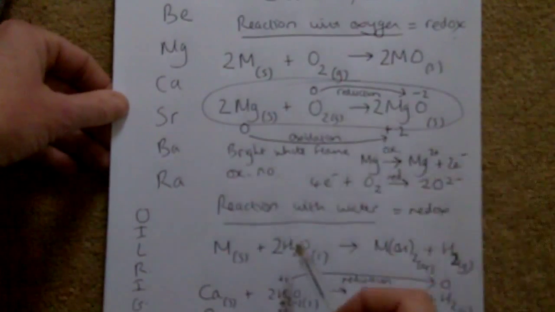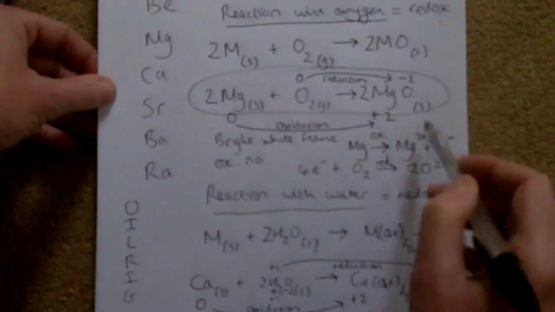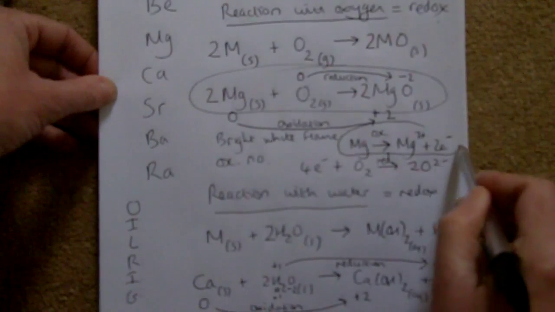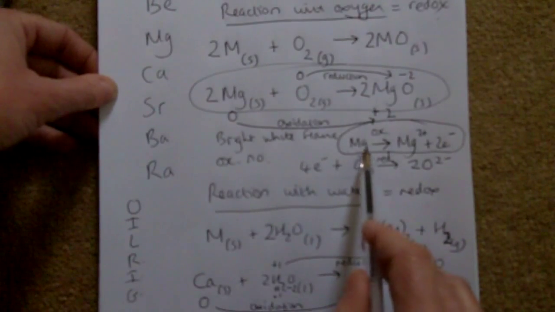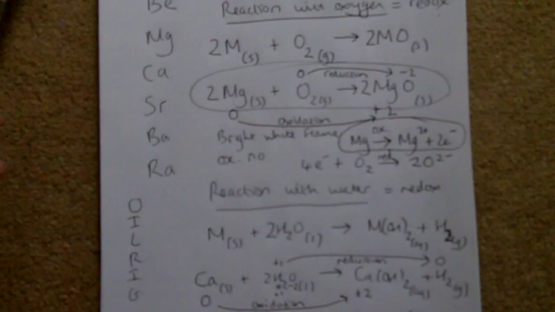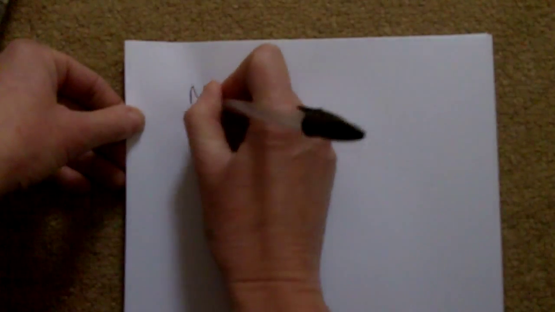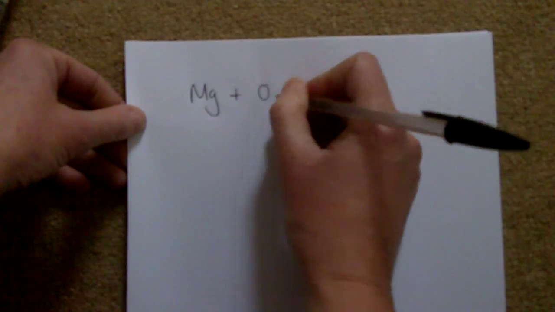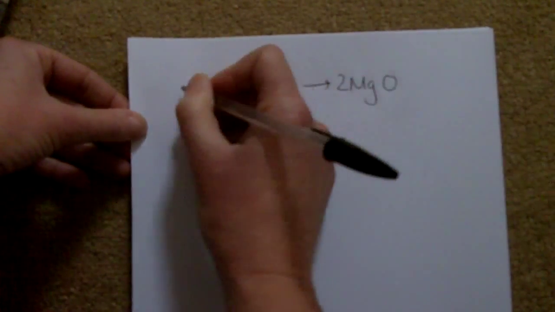Now in each of these examples, how is magnesium actually reacting? Magnesium is being oxidized. Magnesium is losing electrons. The oxygen is being reduced. I'm going to just do a new piece of paper just to make this clear. So I'm going to take the first example, but it's the same for all of them. So in this first example, just take magnesium. It can be any group 2 metal.